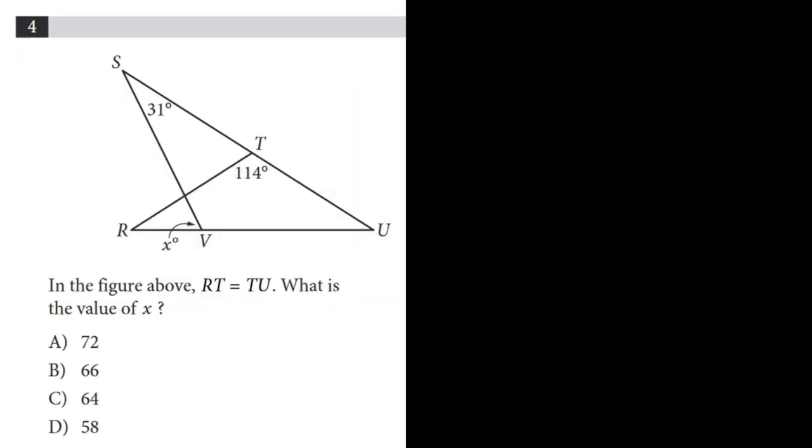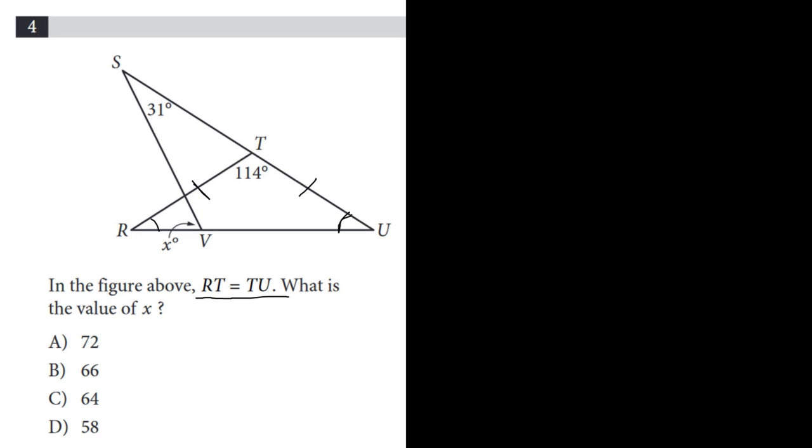Alright, so this one has a lot of information. The first thing I have to notice is what it gives us. What it gives us is RT equals TU. So I make a line right there, and that just signifies that they're the same length. And if they're the same length, we know that they have the same angle. So this angle and this angle are actually the same.